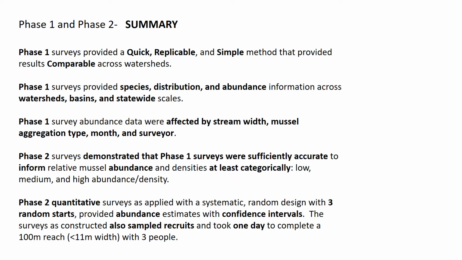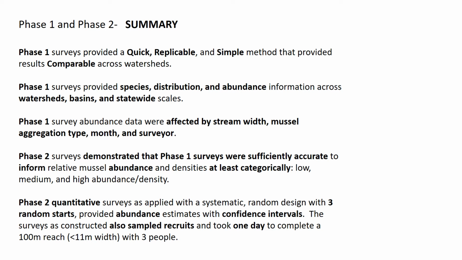In summary, Phase 1 surveys provided a quick, replicable, and simple method that provided results comparable across watersheds. Phase 1 surveys provided species, distribution, and abundance information across watersheds, basins, and statewide scales. Phase 1 survey abundance data were affected by stream width, mussel aggregation type, month, and surveyor. Phase 2 quantitative surveys demonstrated that Phase 1 surveys were sufficiently accurate to inform relative mussel abundance and densities, at least categorically, low, medium, and high abundance density.